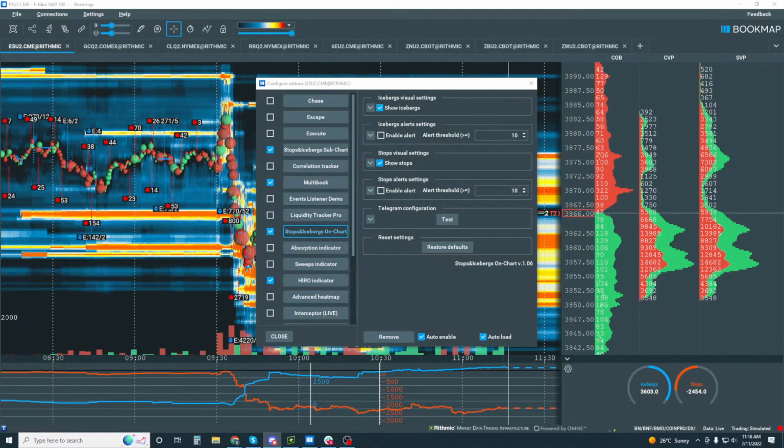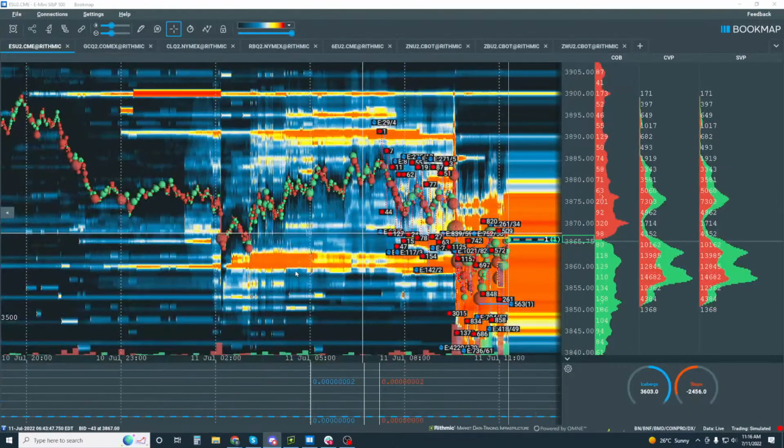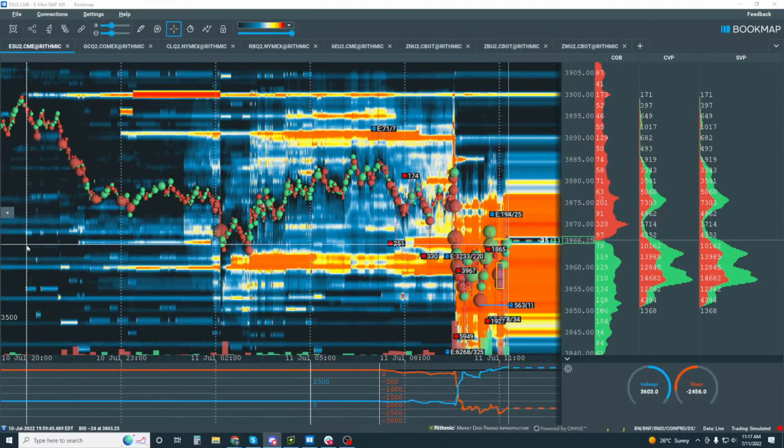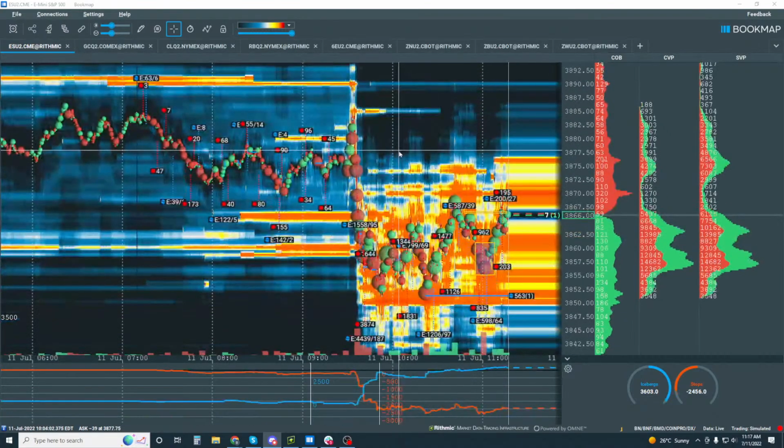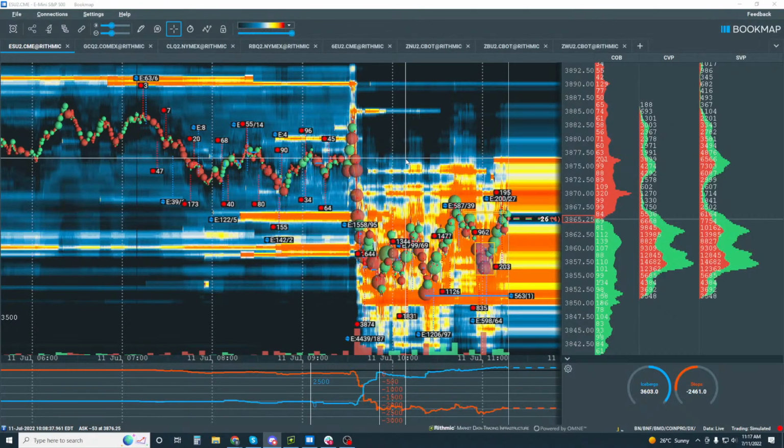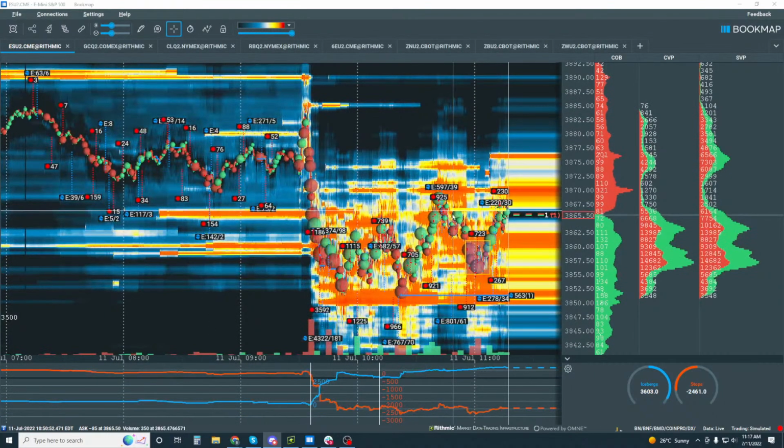The Bookmap chart, I have data going back to, I don't know, around 12 or maybe 8 o'clock. Let's take a look. Yeah, since 8 o'clock yesterday, 8 p.m. All right, so we got stops and icebergs up on chart as well.